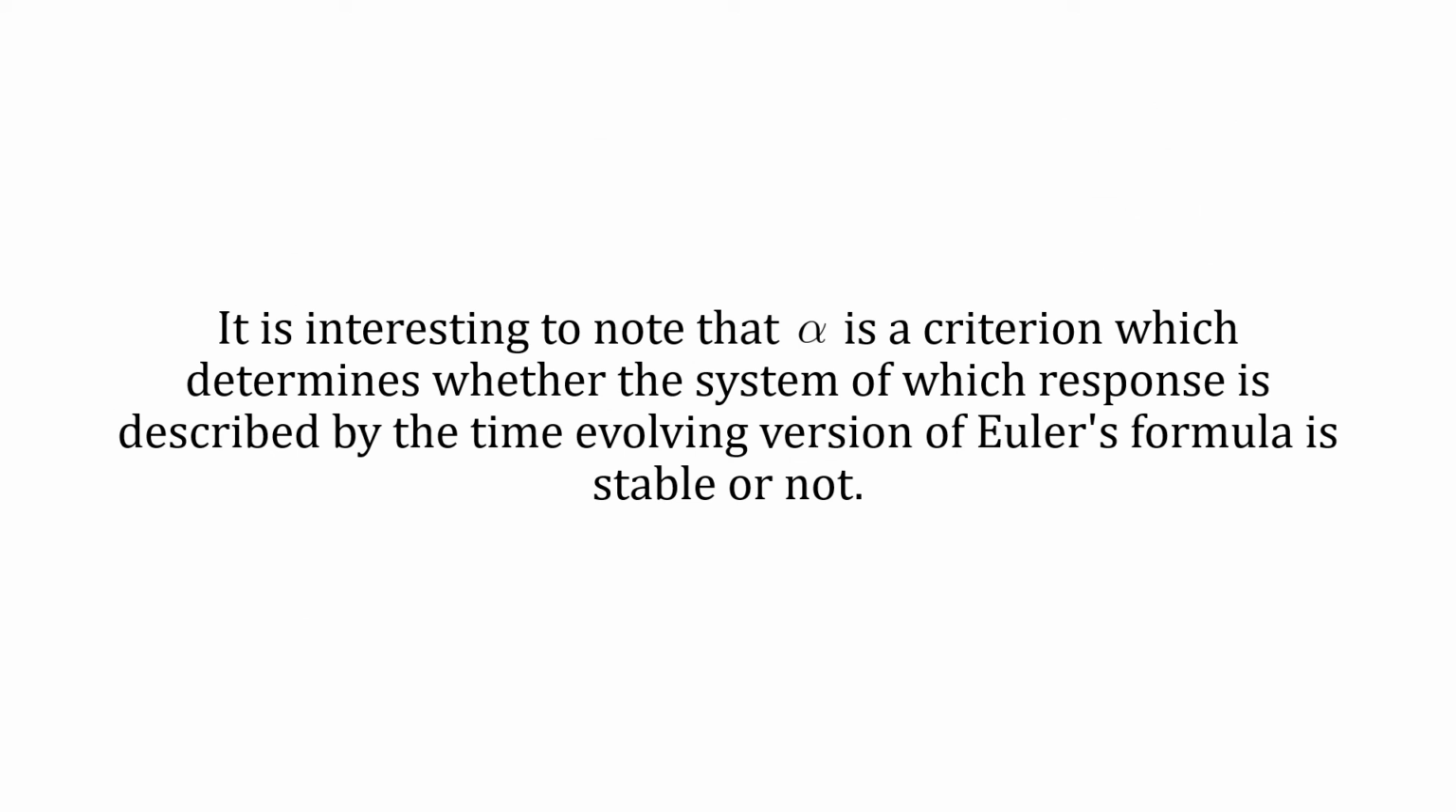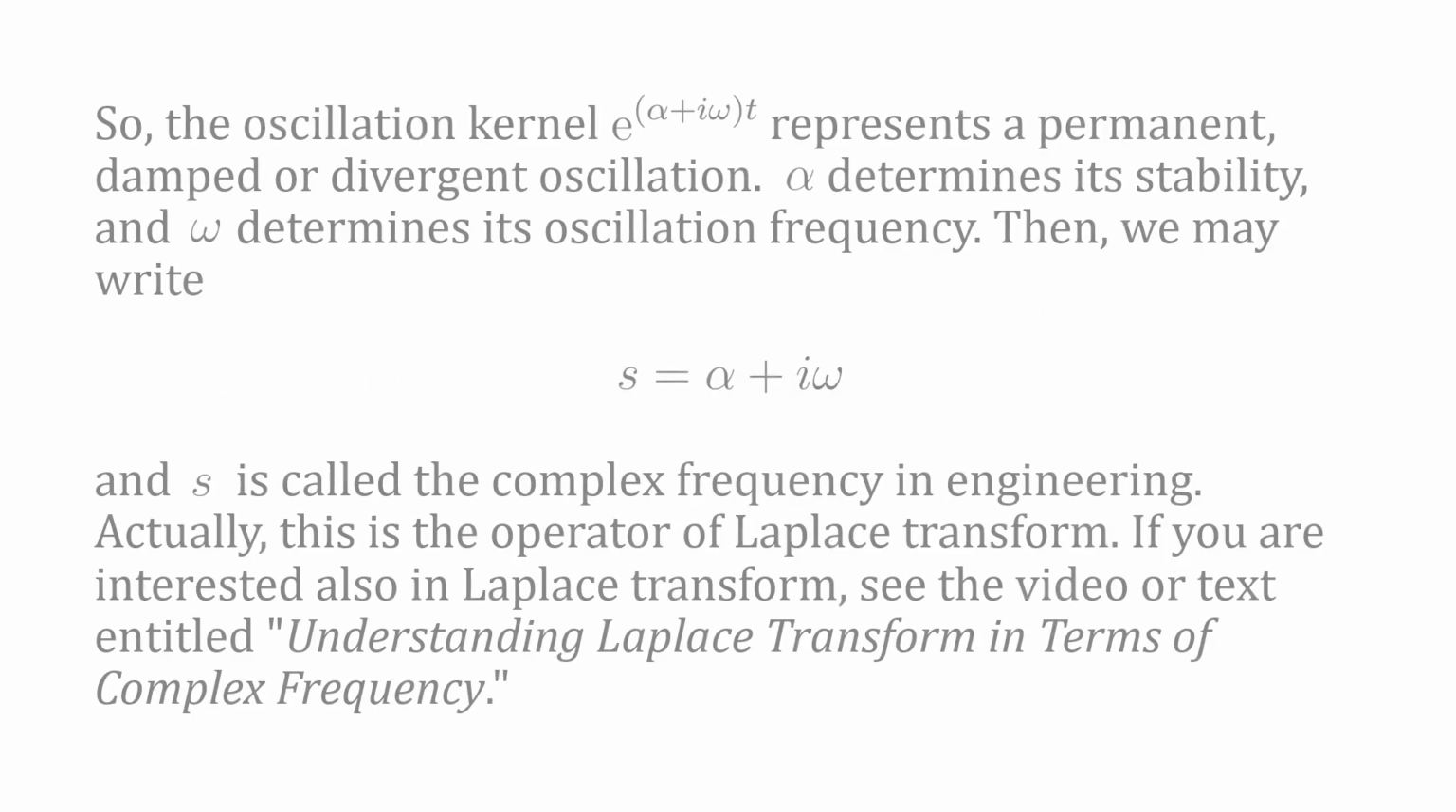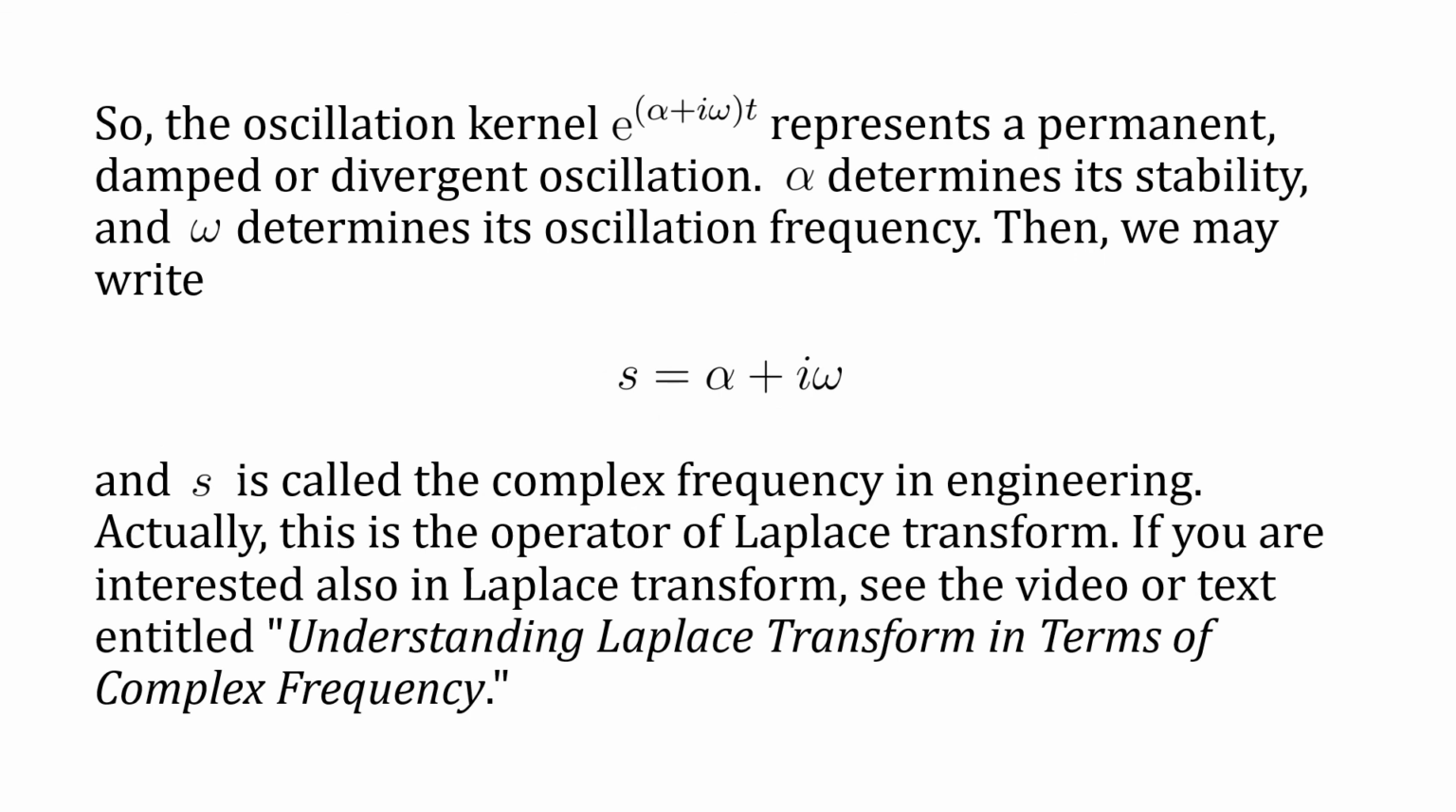It is interesting to note that alpha is a criterion which determines whether the system whose response is described by the time-evolving version of Euler's formula is stable or not. So, the oscillation kernel e to the alpha plus i omega multiplied by t represents a permanent, damped, or divergent oscillation. Alpha determines its stability, and omega determines its oscillation frequency.